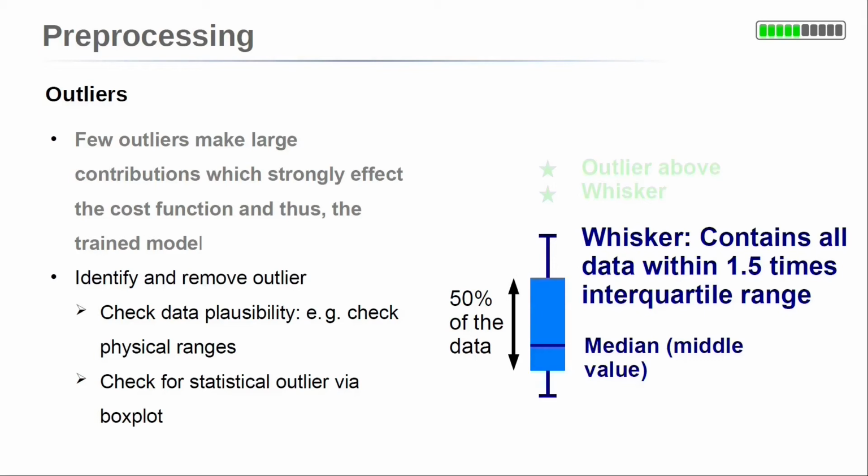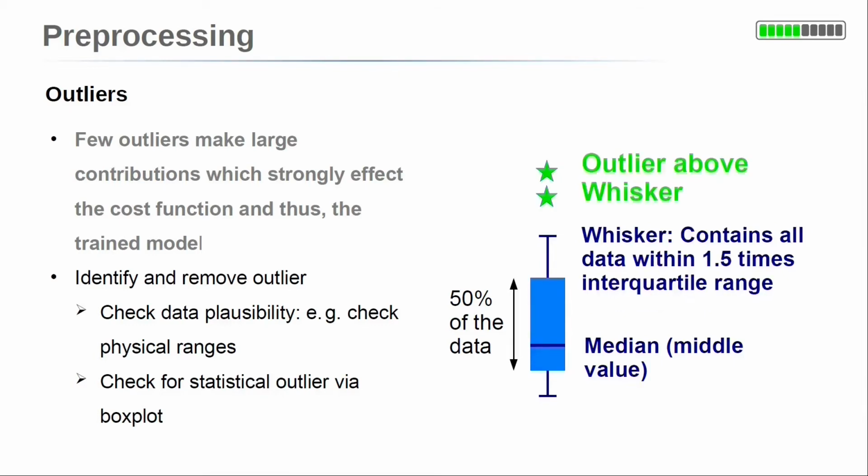Above and below the box are the so-called whiskers. They contain all data within 1.5 times the interquartile range. The factor 1.5 can be adjusted if you want. Typically, all data points above the upper whisker and below the lower whisker are called outliers. So you can identify these outliers using box plots, and you can remove them if you want.